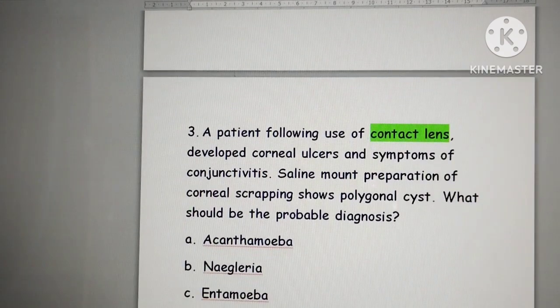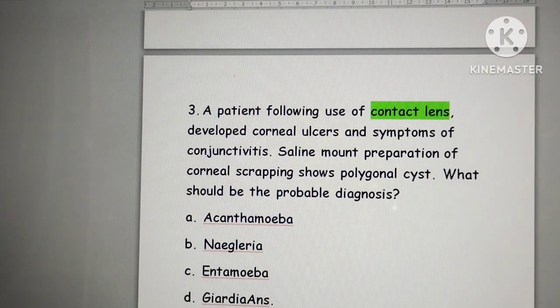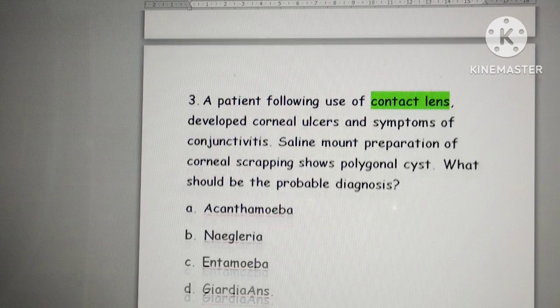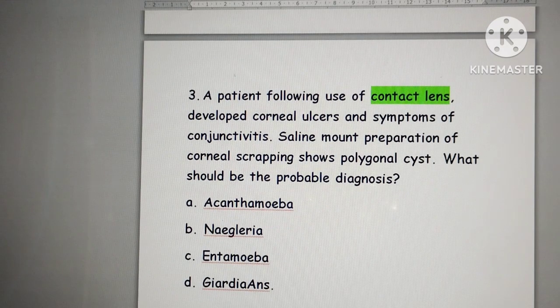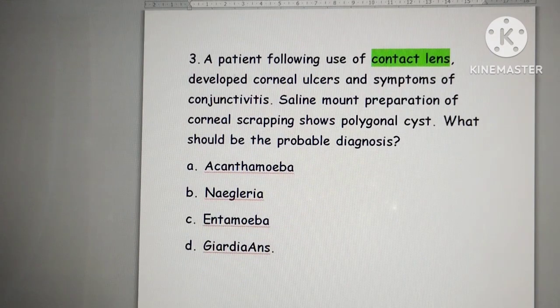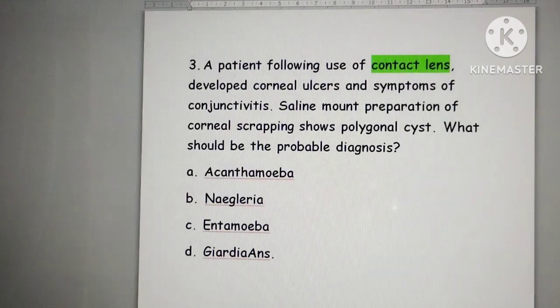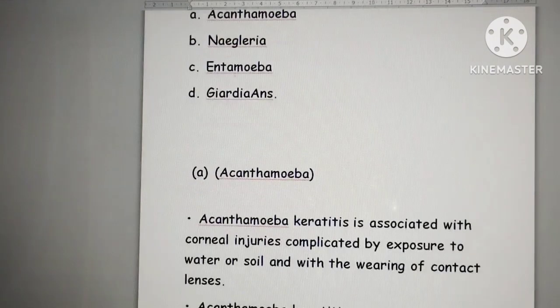Next, a patient following the use of a contact lens developed a corneal ulcer and conjunctivitis, and shows polygonal cysts. What should be the probable diagnosis? Acanthamoeba, Naegleria, Entamoeba, or Giardia. So here the answer is Acanthamoeba. Today's questions are all clue based. Here contact lens means it is obviously Acanthamoeba.